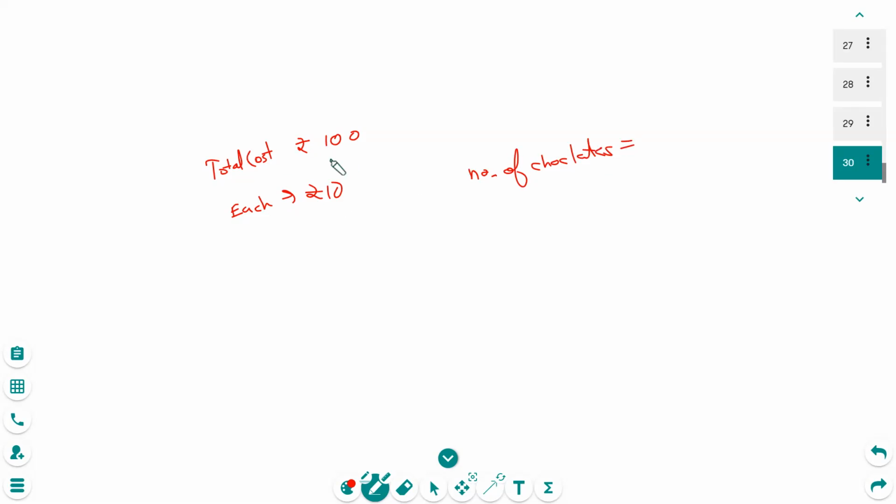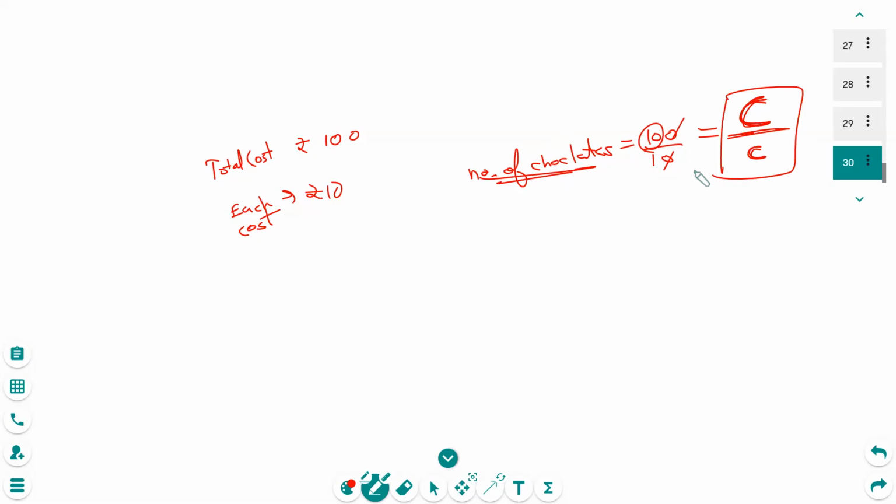10. So what you actually did was divide 100 by 10 and you got 10, isn't it? So for the number of something, we always divide the bigger thing, that is the total cost, by the cost of each component, the smaller thing. It works in everything actually.